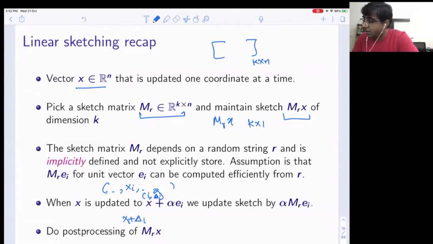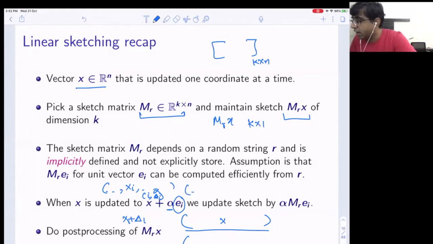Now my vector x has become the same, but at the ith coordinate I have updated it with alpha. That is like adding alpha times e_i to x, where e_i is a unit basis vector, with 1 at the ith coordinate and 0 everywhere else, right? So how do you update it in the sketch? You basically do alpha M e_i.